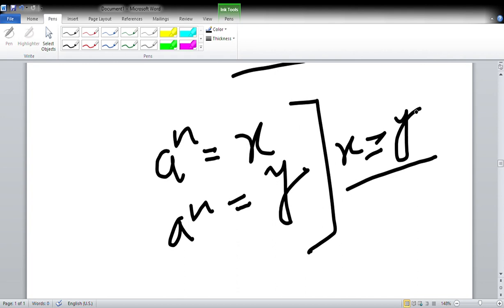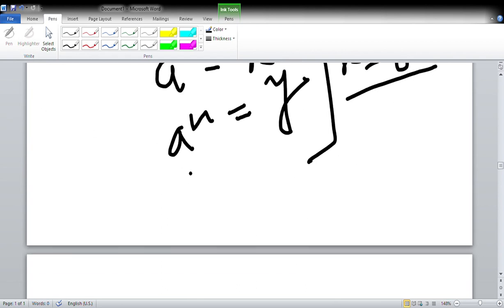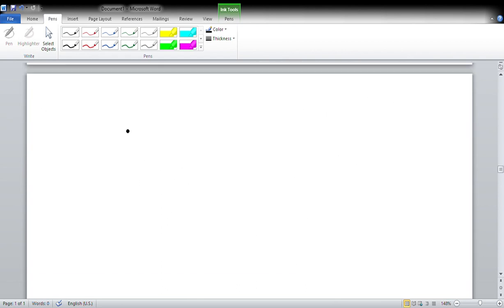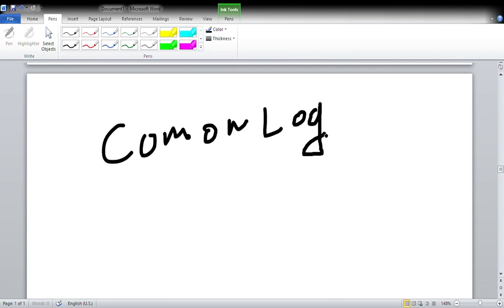So whenever we proceed to the next level, we will understand these things properly. We need to use this formula. So now we have to understand what is the common logarithm. What is the common logarithm?